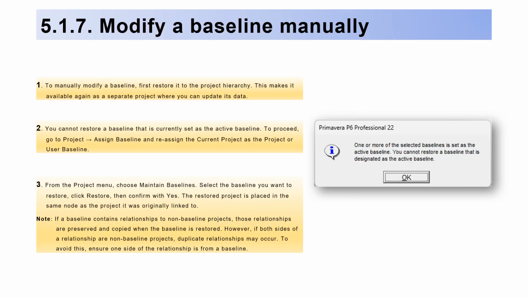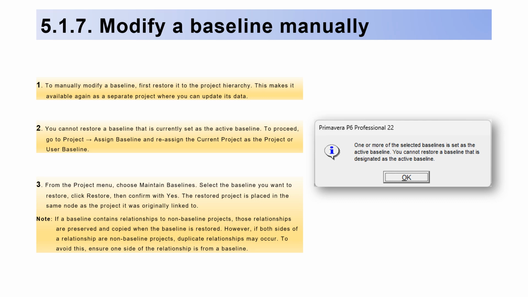5.1.7. Modify a baseline manually. 1. To manually modify a baseline, first restore it to the project hierarchy. This makes it available again as a separate project where you can update its data. 2. You cannot restore a baseline that is currently set as the active baseline. To proceed, go to Project, Assign Baseline, and reassign the current project as the project or user baseline.